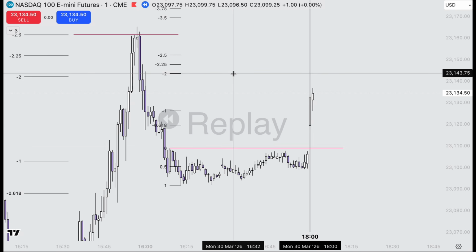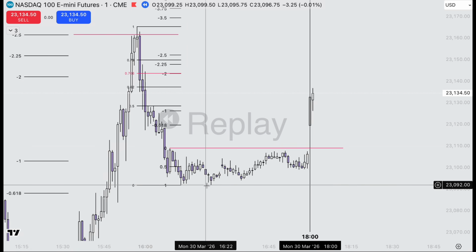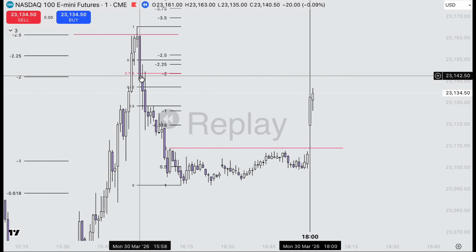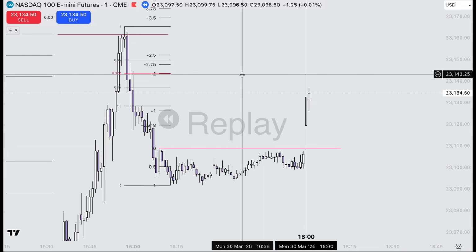One of the main confluences I like to use with standard deviation is OTE. So you'd mark it from the high to the low, and then you would align your standard deviation. And if you can see here, that -2 in the standard deviation anchoring aligns perfectly with the 0.706 of the OTE.